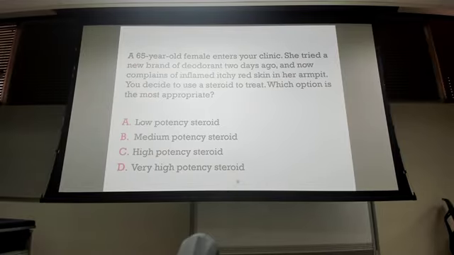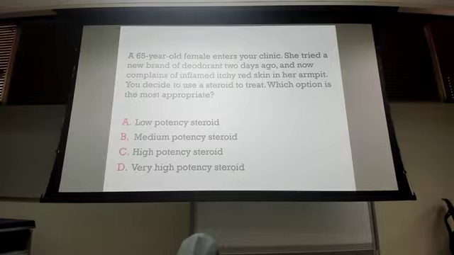All right, a 65-year-old female came to your clinic. She tried a deodorant, and now she has inflamed, itchy, red skin in her armpit. You are going to treat her with a steroid. What do you think is the best thing for us to do in this patient? Why alpha? Armpit. What else about that? I feel bad saying that, but she's older, right? She's elderly. So that age of 65 is also why you're doing that, okay?